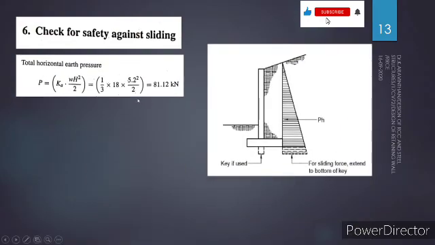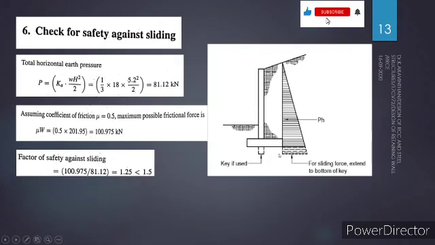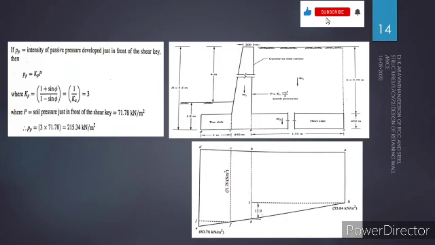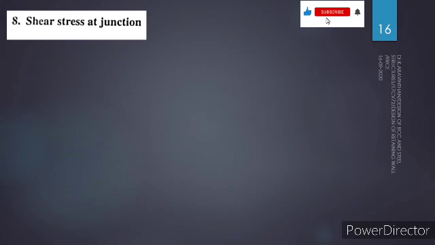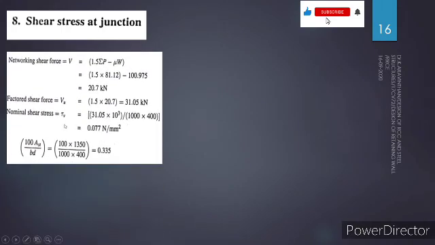See, this is what we are talking about. The force which is acting from the soil is 81.12, and the force which is resisting the active earth pressure is 100.975. So these are the two forces. For these two forces, there will be a difference of shear.